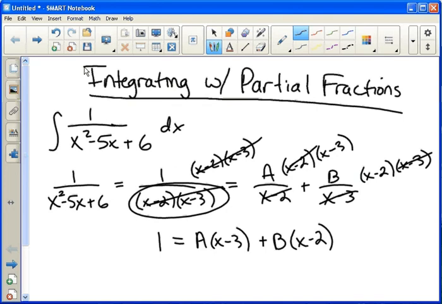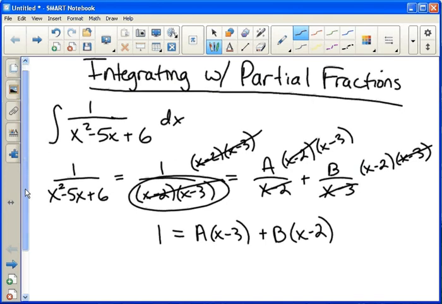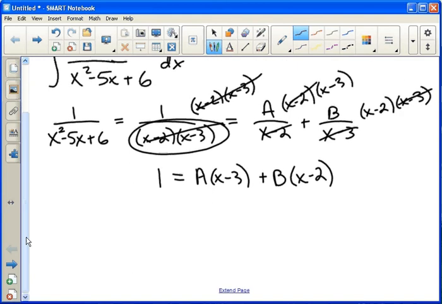Okay, so we need to solve for A and B. Now remember, x is a variable. That means we can plug into it anything we want to. A and B, on the other hand, are unknown constants. In other words, they have a specific value, we just don't know what they are. So what we do is we choose what are called convenient values of x. We need to pick a value of x that'll make it easy to solve for either A or B. And if you look, the convenient value is going to be something that makes the term 0.